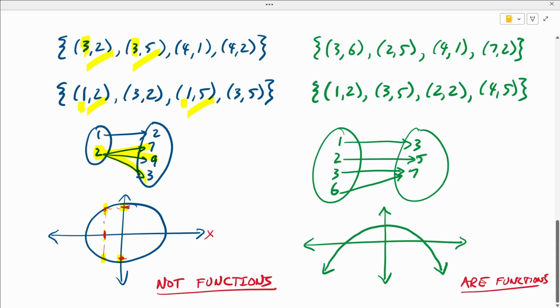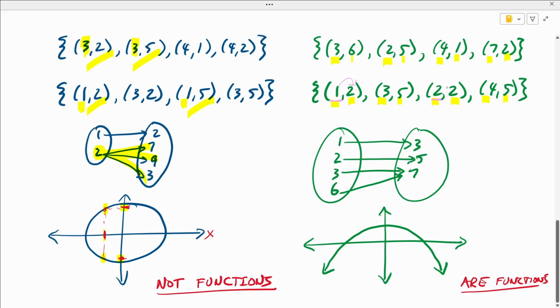Let's look at them one by one. The first function here, we have 3 maps to 6, 2 maps to 5, 4 maps to 1, 7 maps to 2. Fine. Every single element of the domain maps to one element of the range. Let's look at the next one. 1 maps to 2, 3 maps to 5, 2 maps to 2, 4 maps to 5. Again, each element of the domain maps to one element of the range. It's okay that two different elements of the domain may map to the same element of the range.